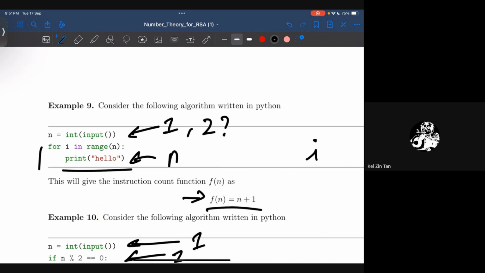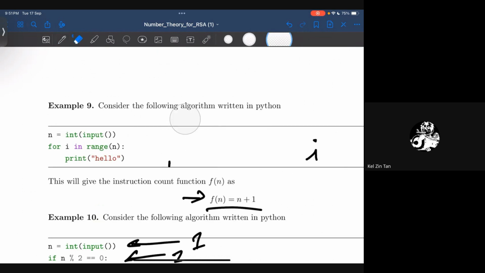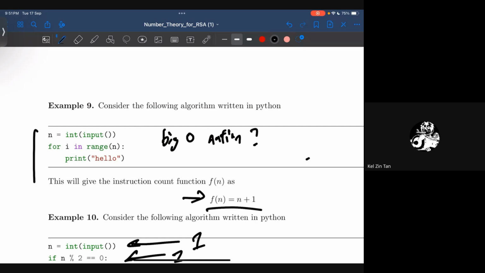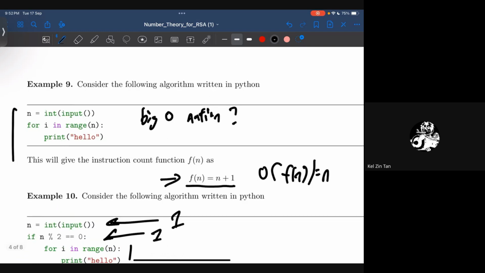Maybe a quick question on this. Now let's look at this. What is the big O notation of this function or this program? Any guesses? Yep, it is n. The easiest way to look at it is because we already have the function f(n), so big O of f(n) is equal to n. That's the easiest way to think about it. But maybe a more interesting one: what is the big omega notation of this?